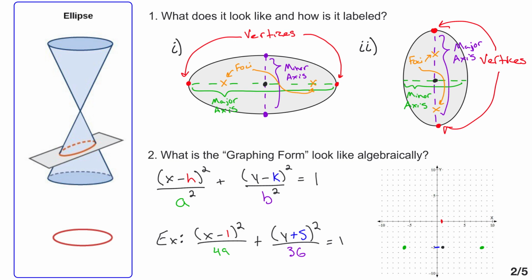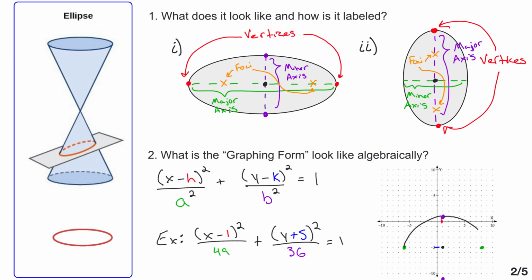Next, the value underneath the y term is a 36. That's my b squared value. But I want my b value. So if I square root the 36, I will get 6. That is how we're going to move from our center up and down. So I'm going to go up 6. And I'm going to go down 6, which kind of takes me off the graph, but that's fine. And there's my ellipse.